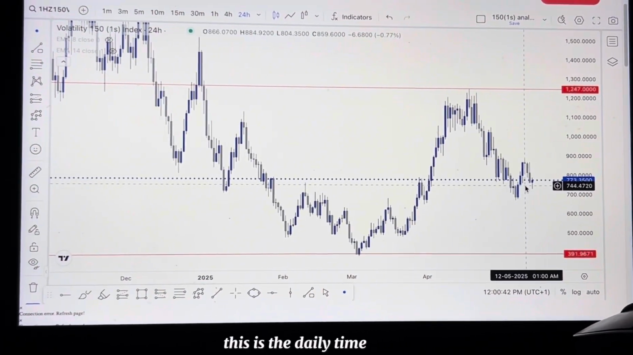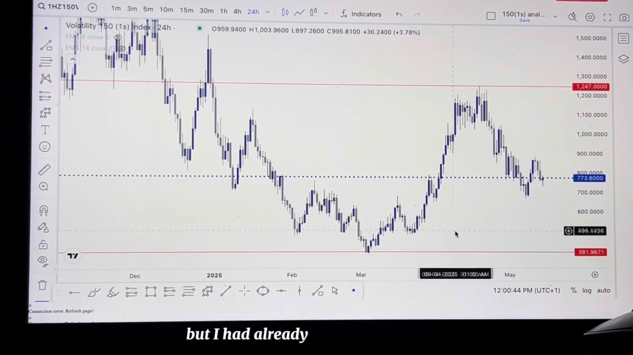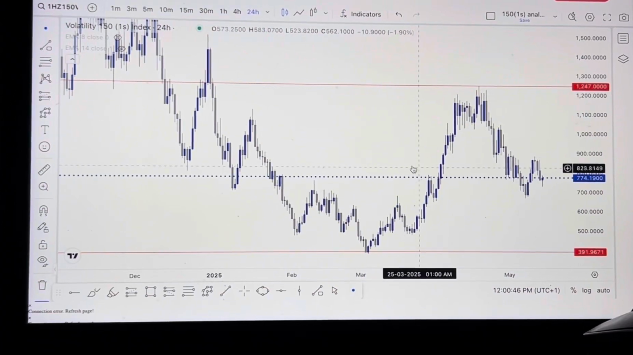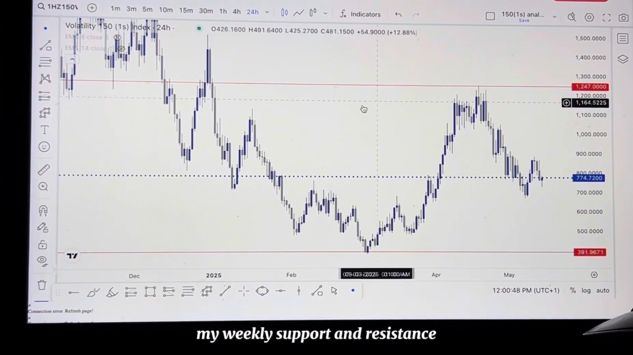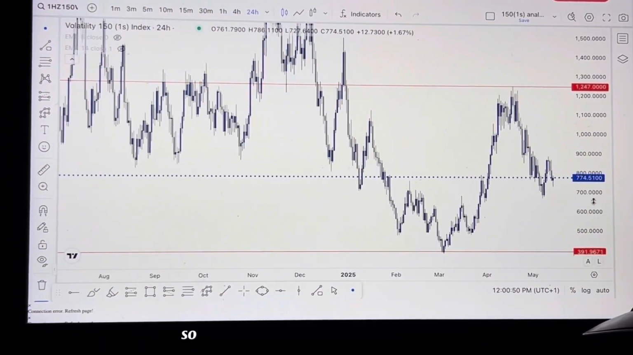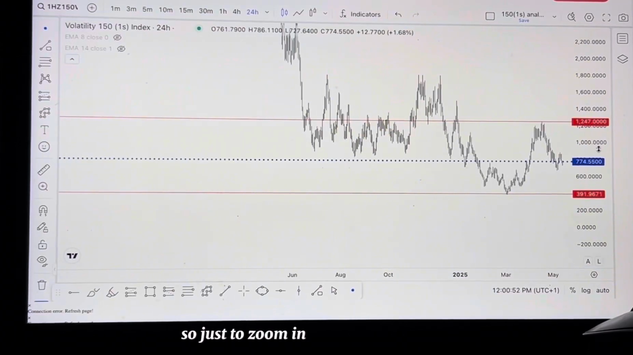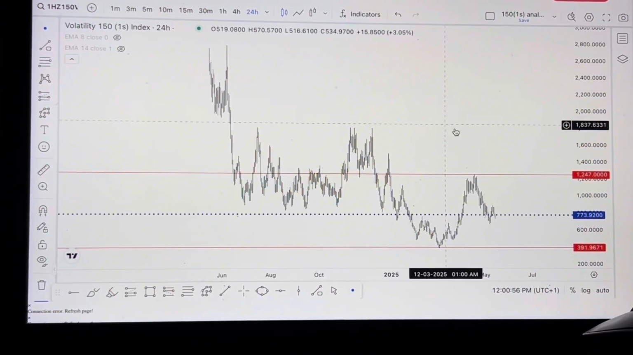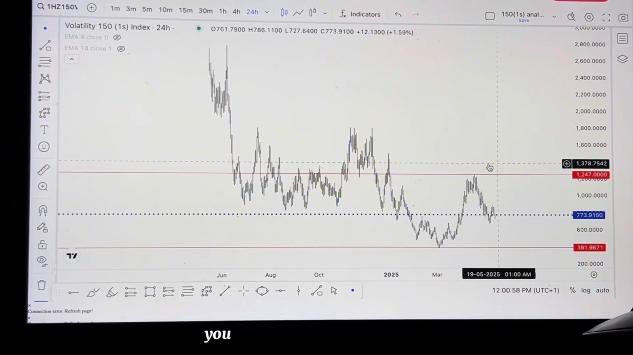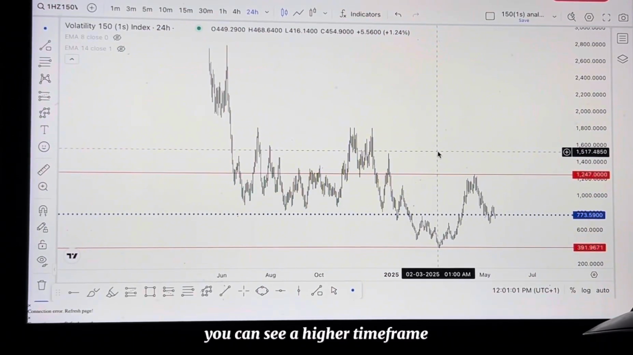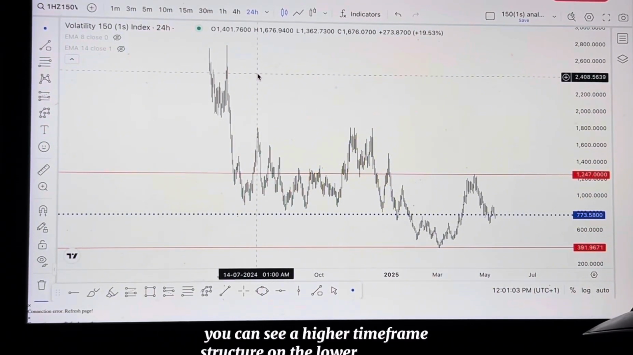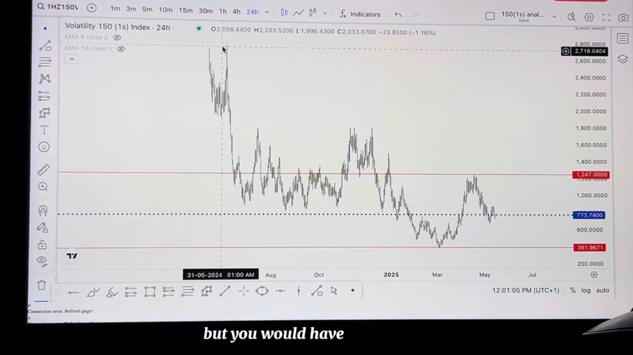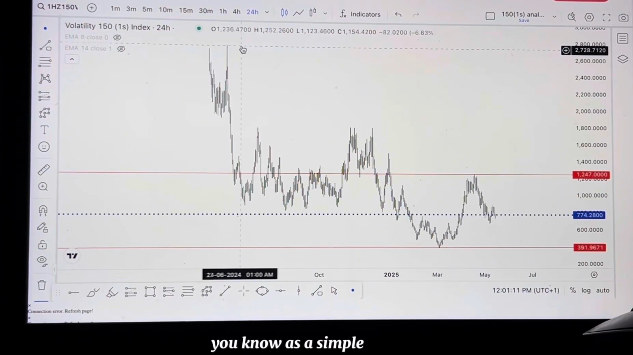This is the daily time frame, but I had already marked my weekly support and resistance, right? So just to zoom in to help you see my weekly structure. That's why it's important to zoom in. You can see a higher time frame structure on the lower time frame, but you would have understood market structure before using this, as a simple way out.